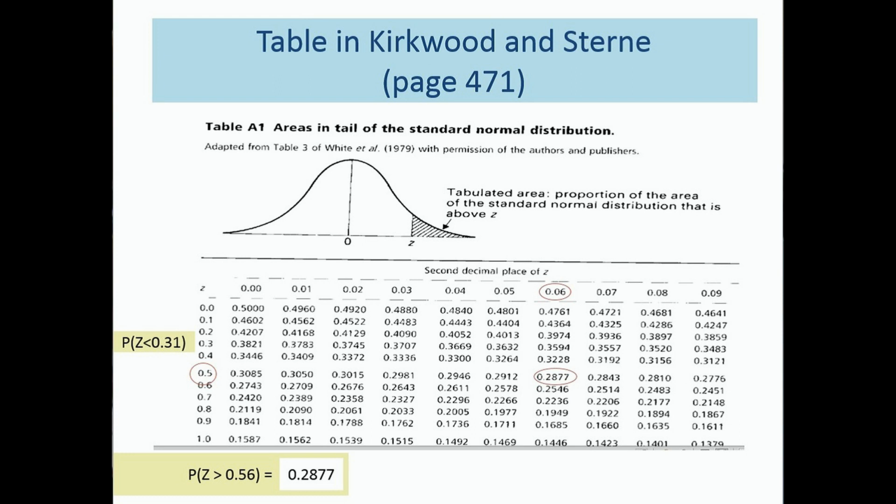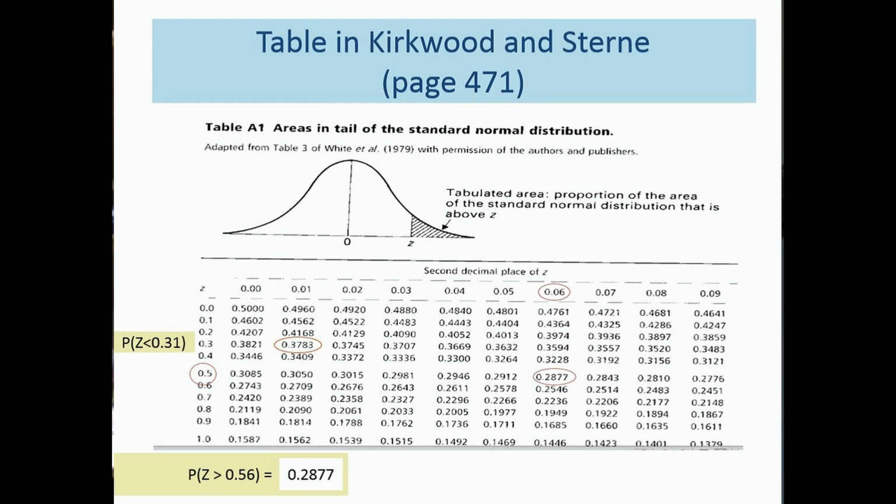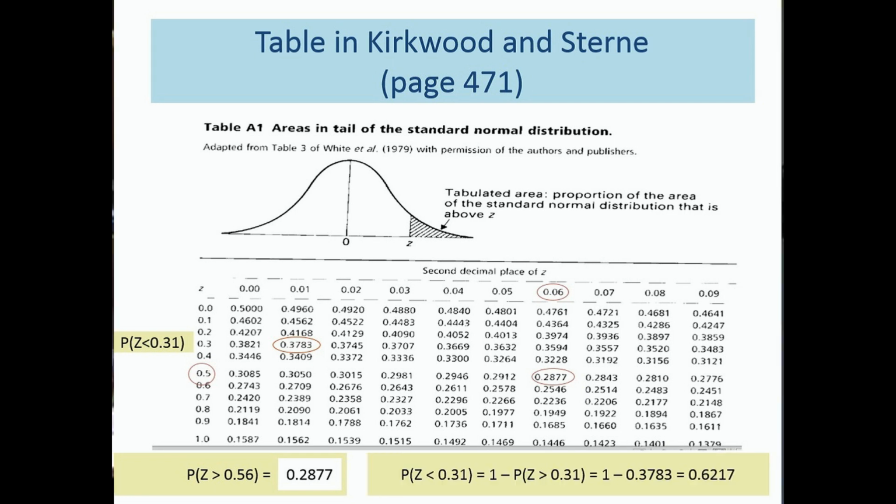For the probability that Z is smaller than 0.31, we need to look at the first decimal 3 and the second decimal 1, and we will find the tabulated value as being 0.3783. This is the area on the right hand side. So we have to subtract this value from 1 to find the value 0.6217 on the left hand side.